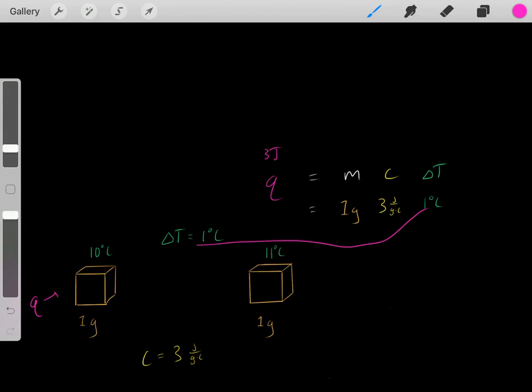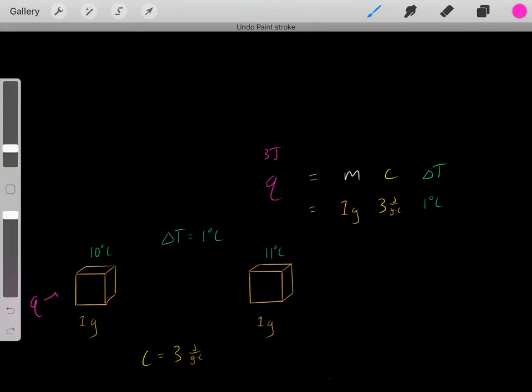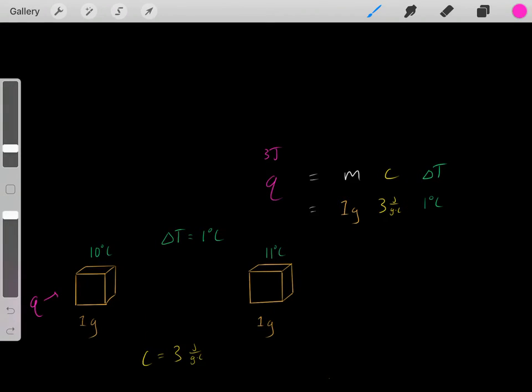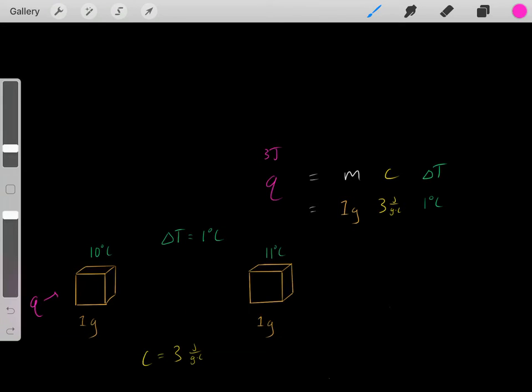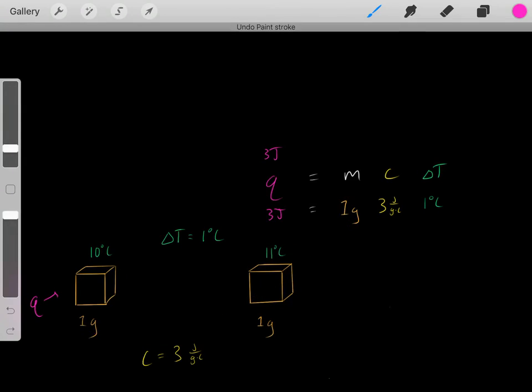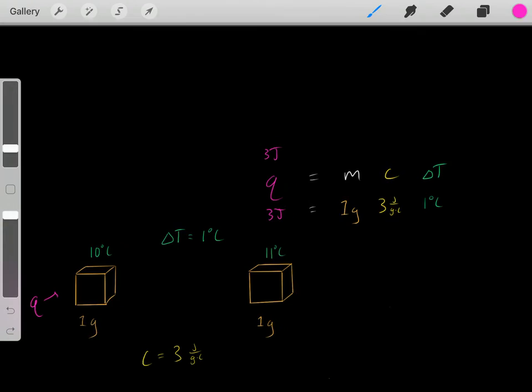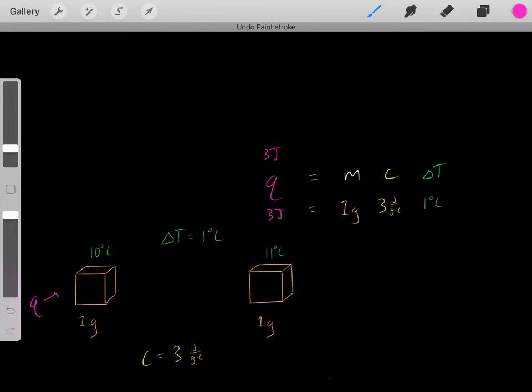Once we added this heat, the change in temperature was 1 degree Celsius. So under these conditions, with a change of 1 degree Celsius, we can solve just algebraically what this Q must have been. And we can see this Q must have been 3 joules. If we have this 1 gram object with this specific heat capacity, the only amount of heat that could have caused a change in temperature of 1 degree Celsius under these conditions must have been 3 joules of heat.